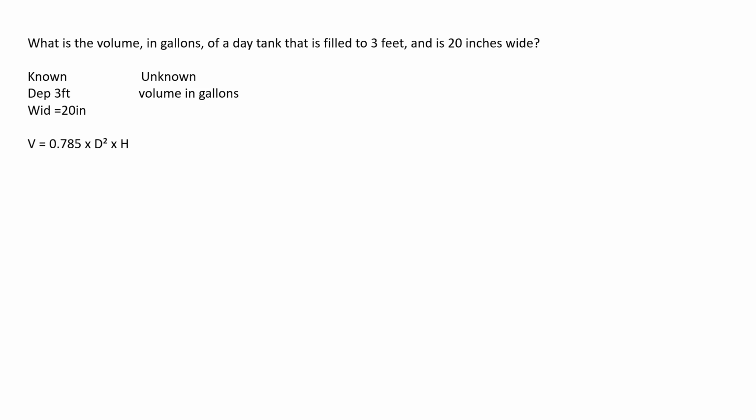Again, volume solves for cubic feet in our field, so we need to convert the 20 inches into feet. There are 12 inches in a foot. The inch is going to go on the bottom, so it cancels out. So 20 inches times 1 foot over 12 inches. Inches cancel out, and you're left with 1.67 feet. So now that it's in feet and the depth is in feet, we can plug that into our formula and solve. We have 0.785 times 1.67 feet squared times 3 feet. You do the multiplication, and your answer is 6.6 cubic feet.